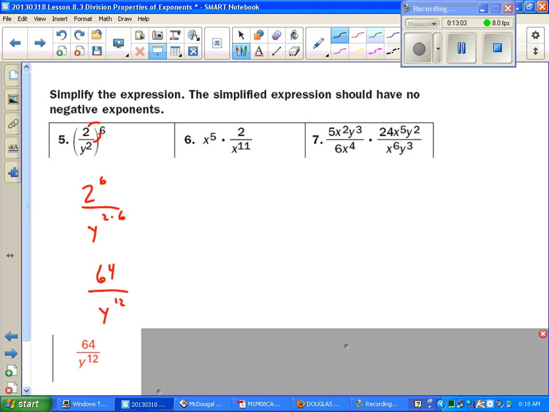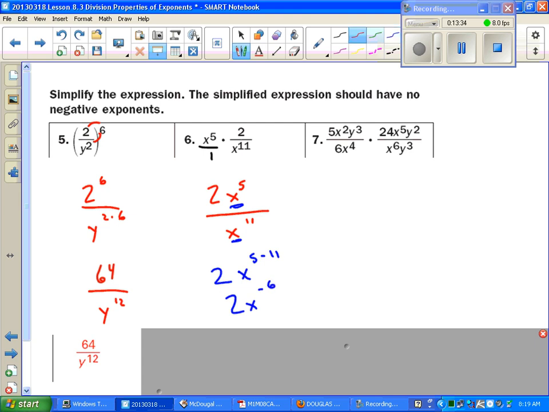Remember, everything's considered over 1. So if we do this, we have 2 times x to the 5th gives us 2x to the 5th over 1 times x to the 11th, x to the 11th. Notice we have the same bases. Both of them have x. X to the 5th over x to the 11th. That leaves us with 2 that's still there, x to the 5 minus 11. Remember, division goes with subtraction. So that gives us 2x to the 5 minus 11, which is x to the negative 6.